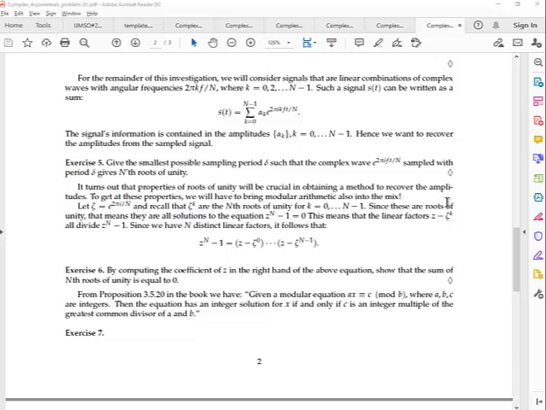This means that the linear factors z minus zeta to the k all divide z to the n minus 1. You know that if a number solves a polynomial equation, then this factor, z minus the number, will divide the polynomial. That's a basic fact of how you factor polynomials, right?